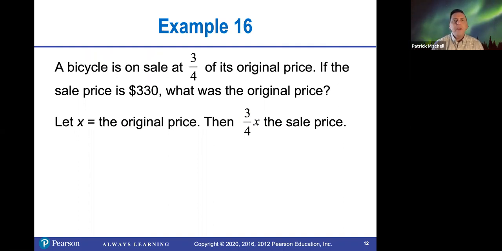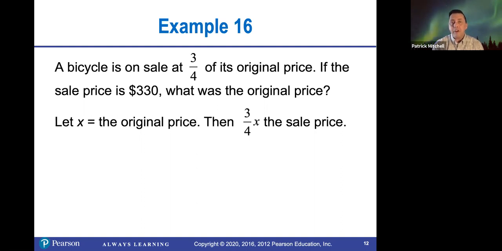I like this one. A bicycle is on sale at 3/4 of its original price. If the sale price is $330, what was the original price? Now, a lot of students will look at this and think, oh, 3/4 times 330, okay? But that's not correct, right? Because that's what you would do if $330 was the original price.